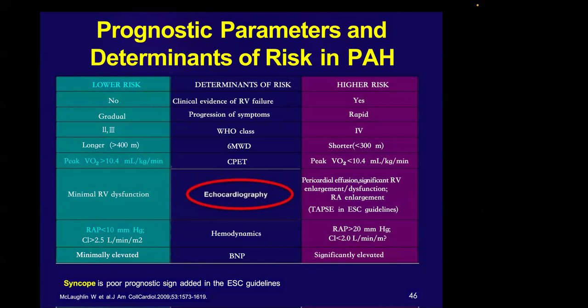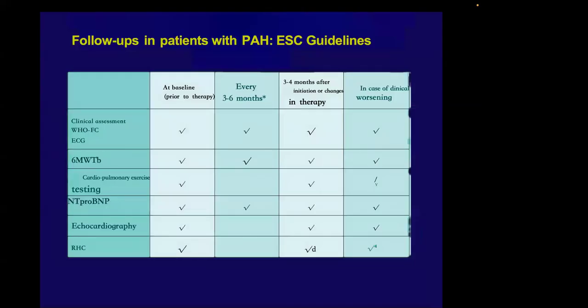And 6-minute walk distance is longer, more than 400 meters, in the lower risk group, and shorter, less than 300 meters, in the higher risk group. And follow up of the patient with PH per the ESC guideline: clinical assessment, WHO functional classification, ECG, 6-minute walk test, NT-proBNP, cardiopulmonary exercise testing, echocardiography, and right heart catheterization. Thank you.